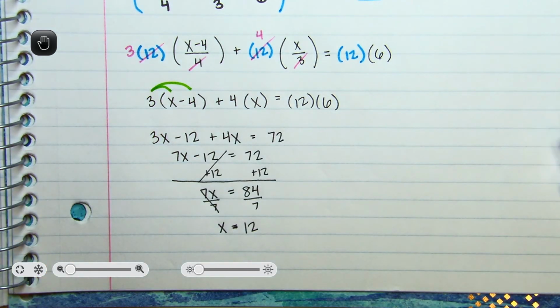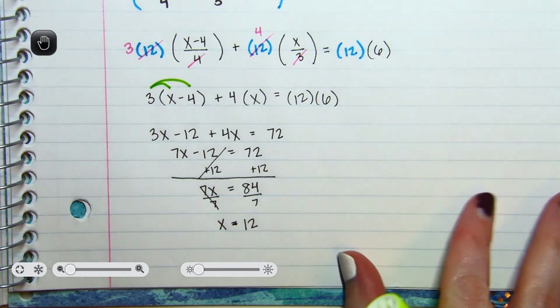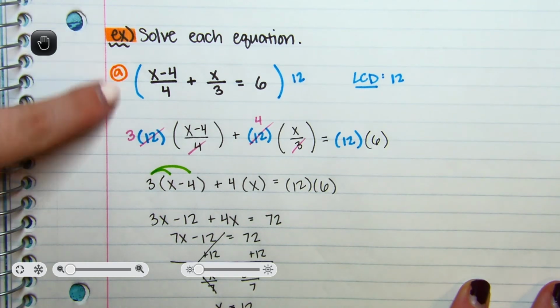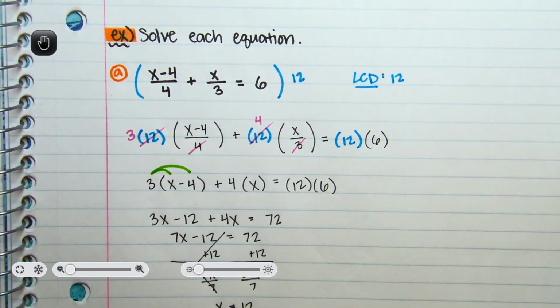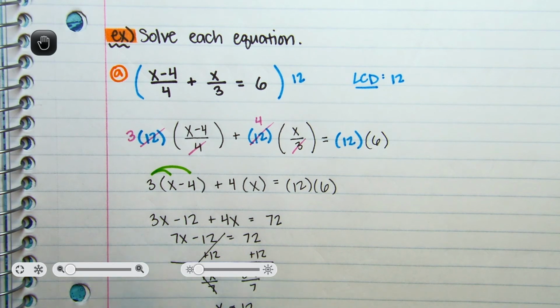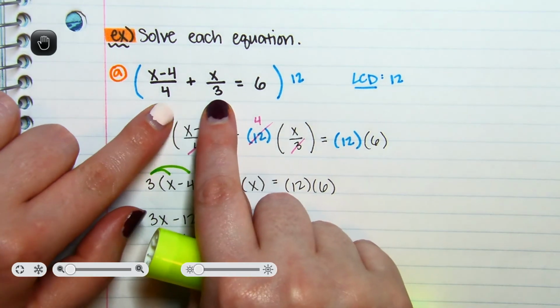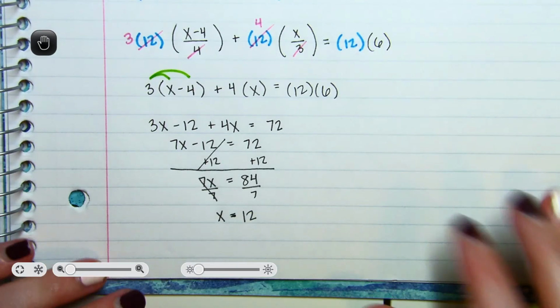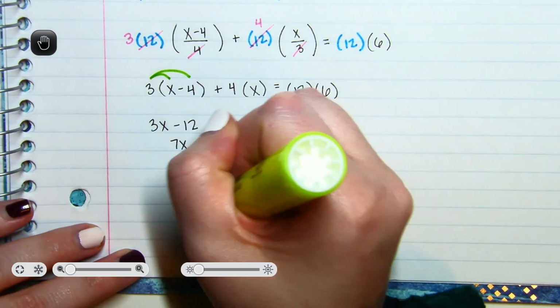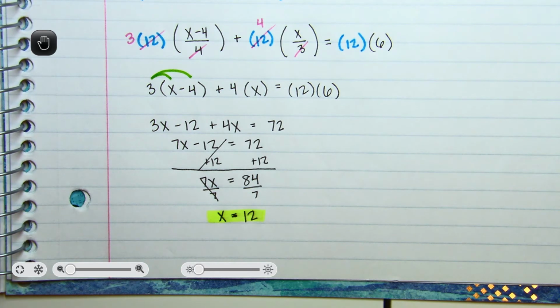Do I need to check for extraneous solutions on this problem? You should have said no, we do not, because our original problem does not have any variables in the denominator. So no matter what, when I plug 12 back in, I know it's going to work because I'm not going to have 0 on the bottom of any of my fractions. So I'm fine. I do not need to check for extraneous solutions. So there we go. That's our answer.